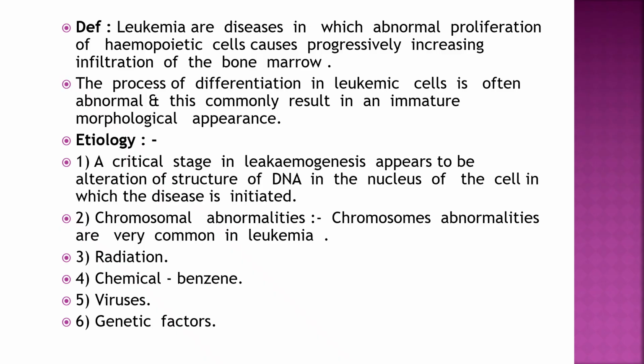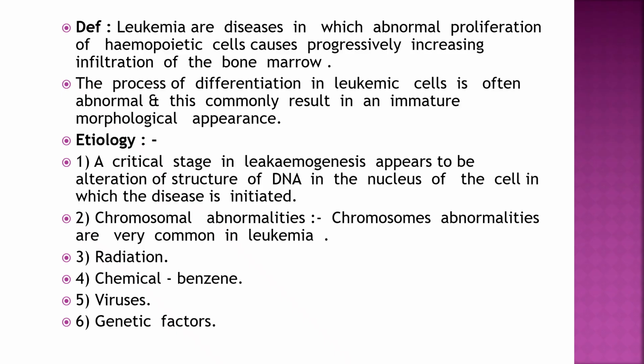So, definition of leukemia. This is abnormal proliferation of the hemopoietic cells, that is, the precursors of the RBCs, WBCs and platelets, the immature forms of all these blood cells. They are abnormally increased, and then because of that they infiltrate into the bone marrow, and the process of differentiation in leukemic cells is often abnormal and commonly results in immature morphological appearance. So they are also called blasts and other forms of immature cells. That abnormal proliferation of the hemopoietic cells is called leukemia.